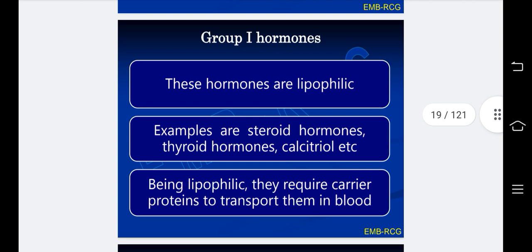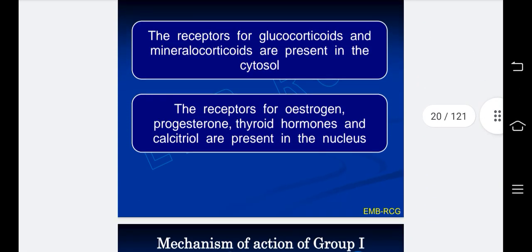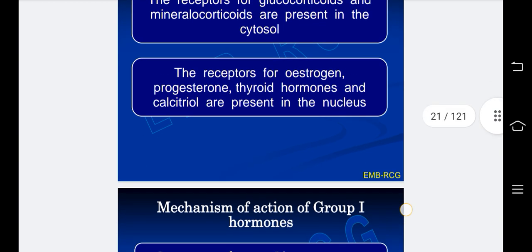Being lipophilic or lipid loving, they require carrier proteins to transport them in blood. The receptors for glucocorticoids and mineralocorticoids are present in the cytosol. The receptors for estrogen, progesterone, thyroid hormones, and calcitriol are present in the nucleus.